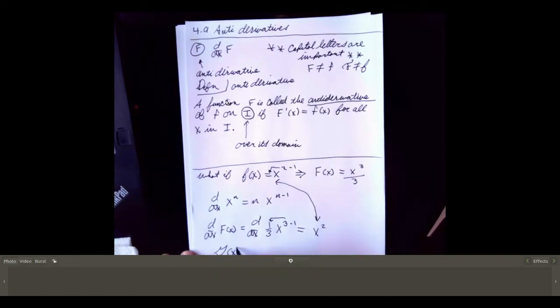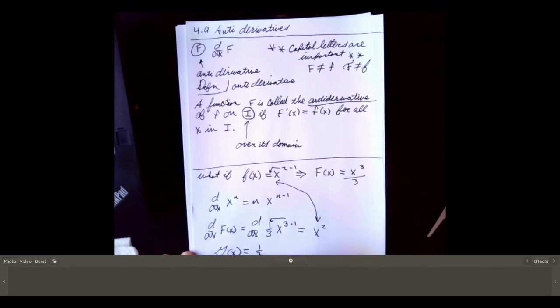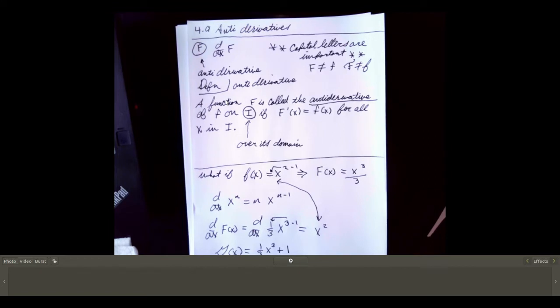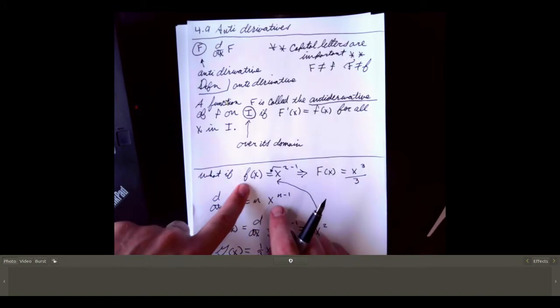But what about this g of x, where we just add a constant 1? If we take the derivative of g of x, g prime of x is still little f of x.